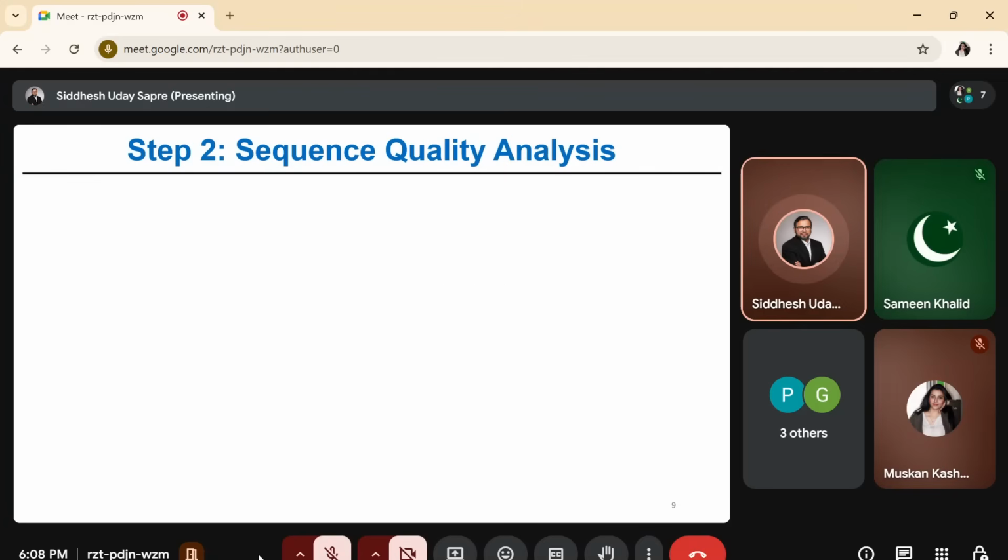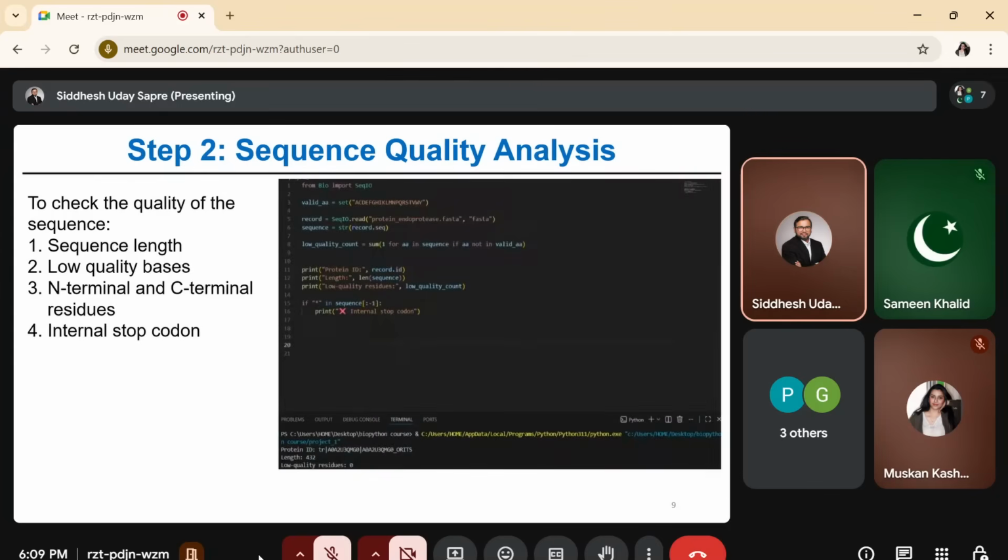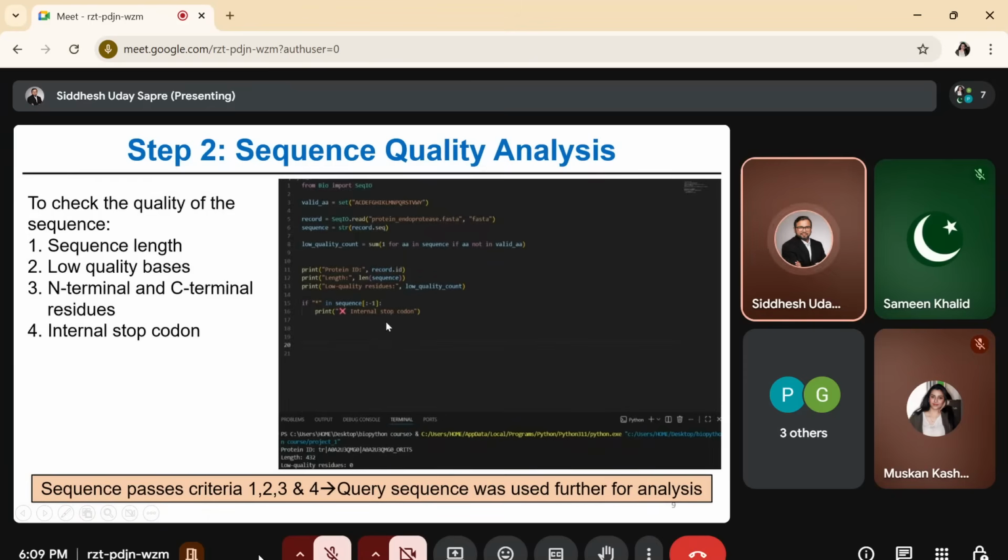The next part of the sequence quality analysis was to check the quality of the sequence using sequence length, low quality bases, N-terminal and C-terminal residues, and also to check for internal stop codons. I would like to briefly mention that for this particular step, Gayatri did the code. We can see the code here. As one can see, it has run successfully, which means the sequence passes all 4 criteria, which is why the query sequence was further used for analysis.